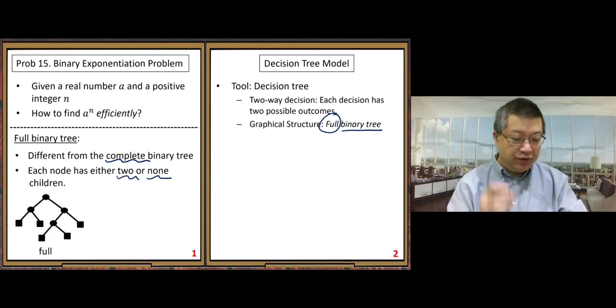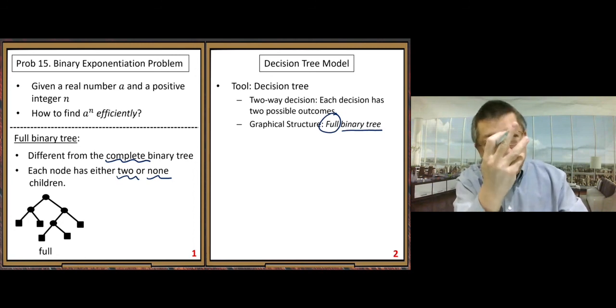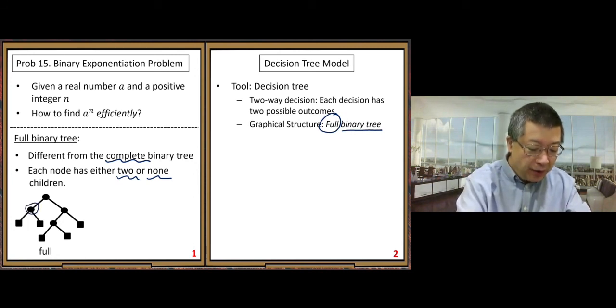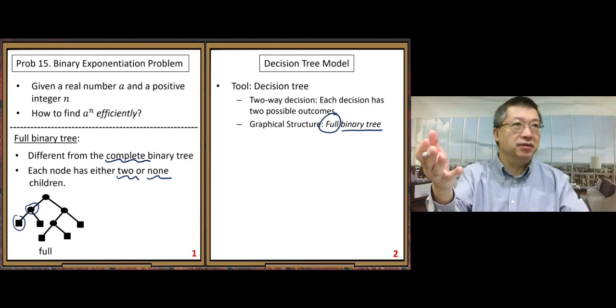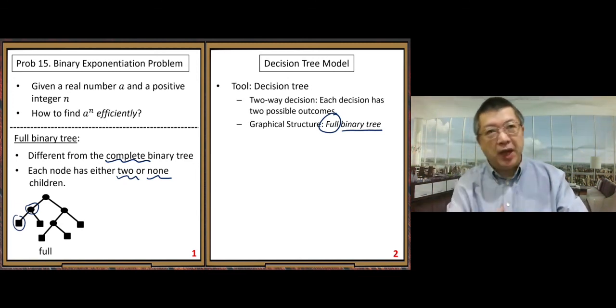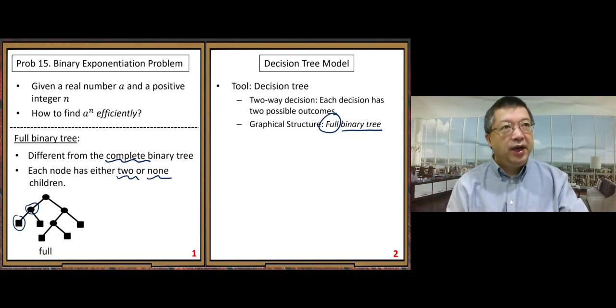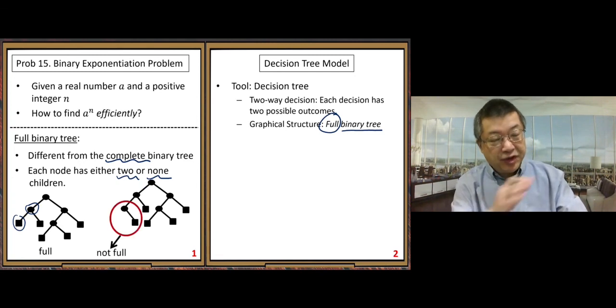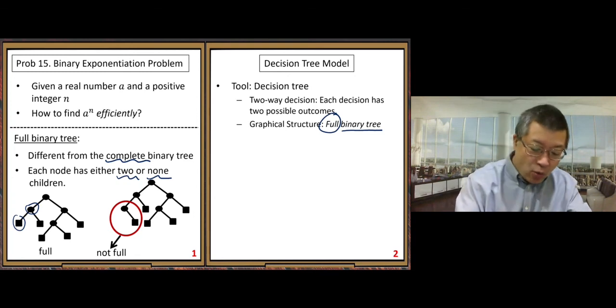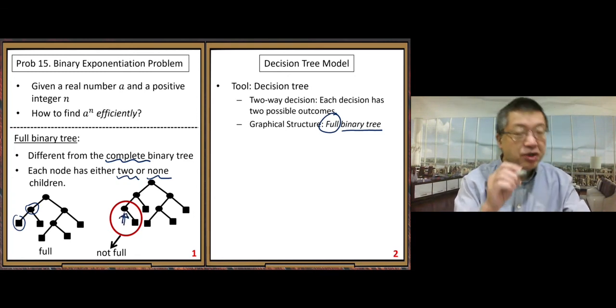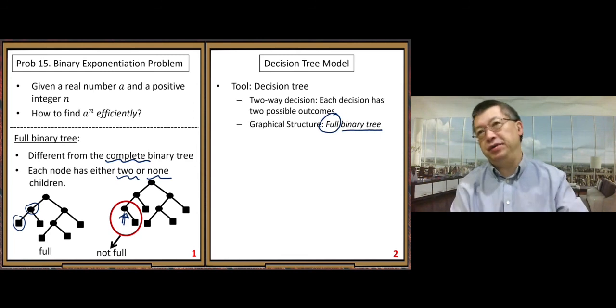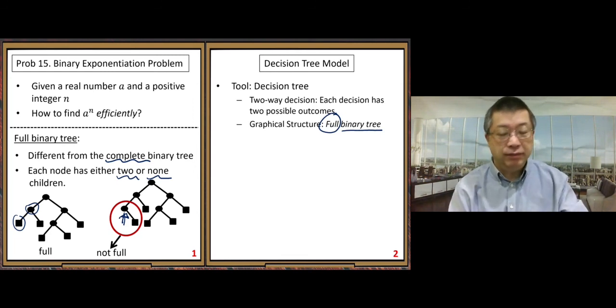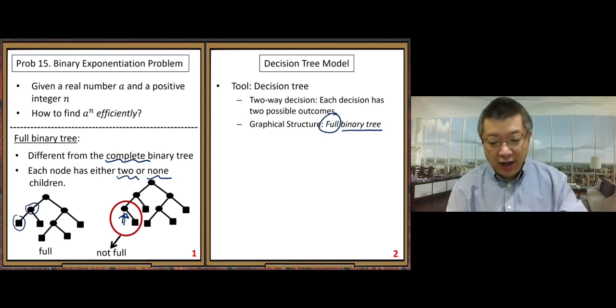So that is the key property. Here, let me draw this diagram. This is a full binary tree. Each node has either two children or none, no child. Only these two cases. If I give you a non-full binary tree, you can look at this example, especially this place. You can see there is one node that has only one child node. That's not full.